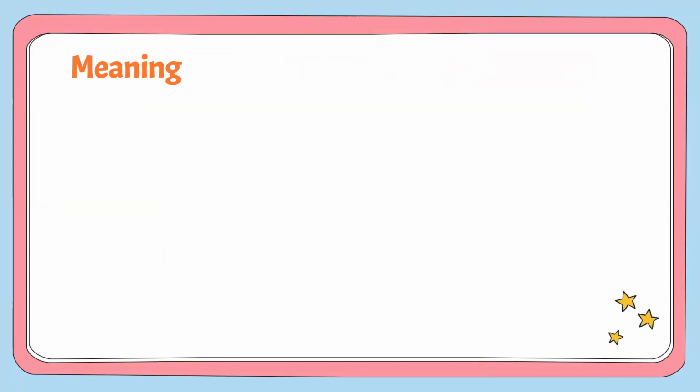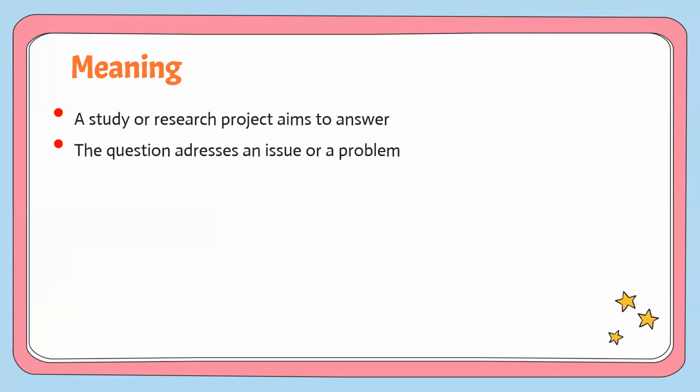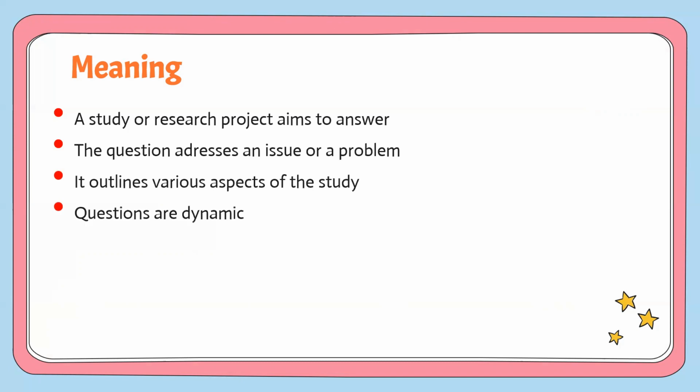Now, the research question is designed when the researcher undertakes a study or a research project and hopes that the research question will aim to answer the nature of the research project or the study. So the research question could be a question that addresses an issue or a problem that the researcher has identified. Secondly, the research question also outlines the various aspects of the study, and the questions are dynamic in nature.